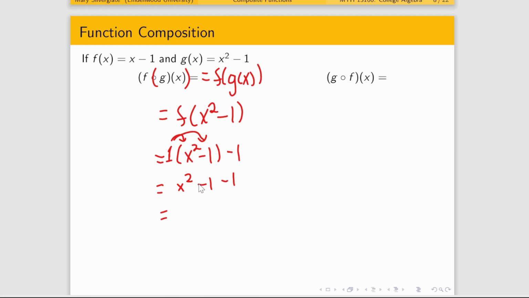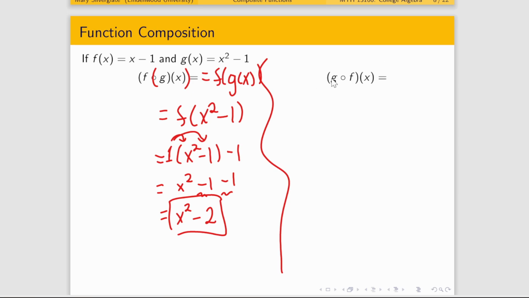Then you just want to ask yourself, are there any like terms? In this case, negative 1 and negative 1. So x squared minus 2 is our final answer. So notice here it was a little bit different in that I didn't really need to evaluate off to the side what g of x was. I already knew what it was. It was just x squared minus 1. So there was no plugging in a specific number that had to happen. Go ahead and pause this video and try the next one yourself, and then we'll talk about that.